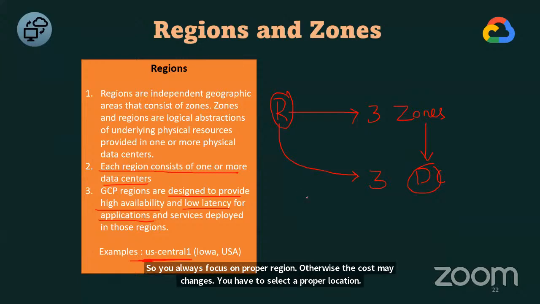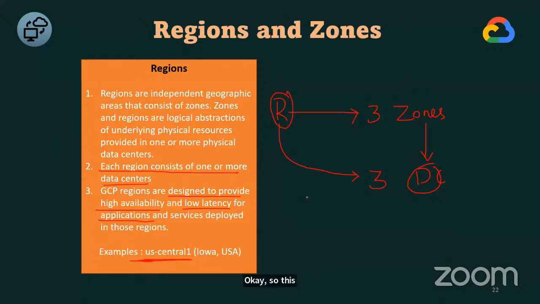So this is the definition of a region, guys. In simple words, a region is an independent geographic area in a location which consists of zones. That's it.